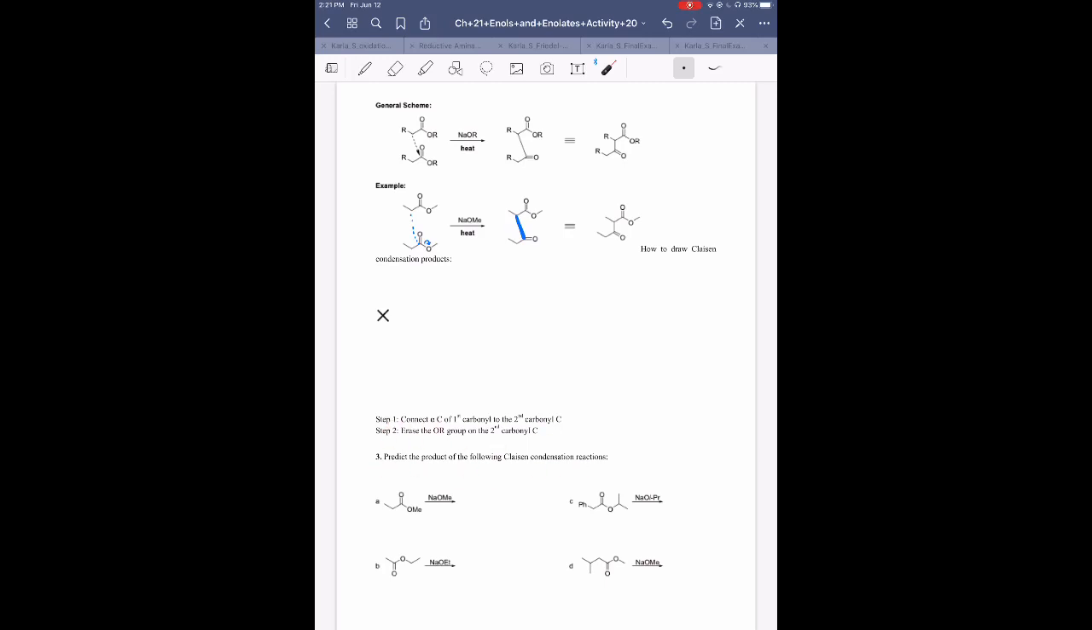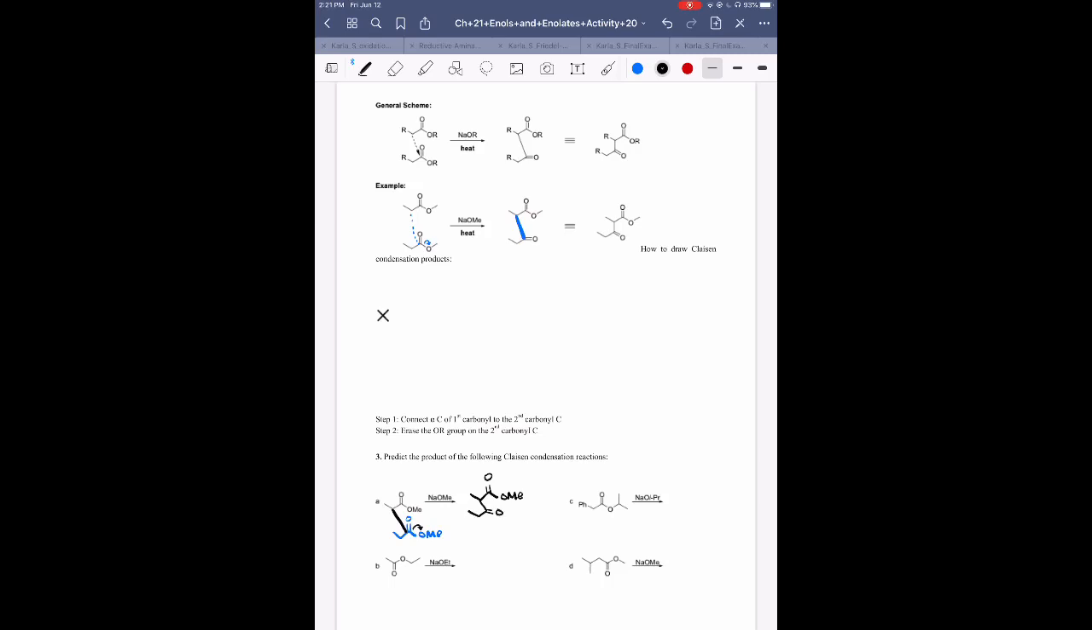So now let's do number 3. Predict the product of the following Claisen condensation. As we have an ester with a methoxide group, we're going to draw that. We're going to draw the line from the alpha proton to the carbonyl, and we're going to kick out the methoxide group, and we have our product.